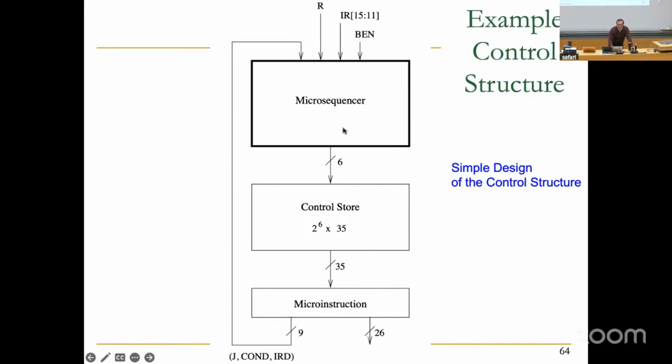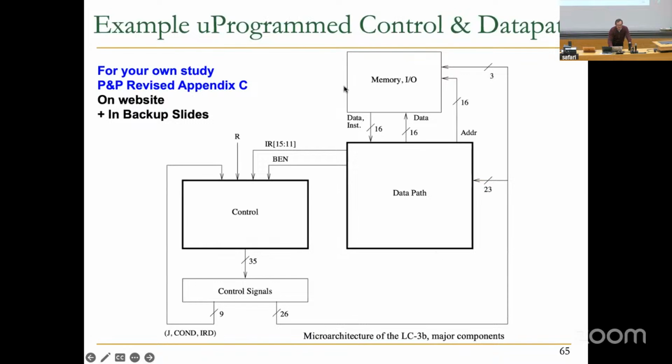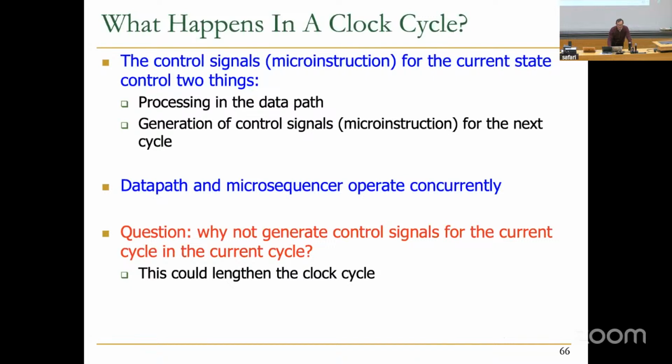You have a microsequencer that determines the next state, the address of the next state, and essentially the address of the next instruction. You can also think of it that way: the address of the next micro-instruction. You access the control store using that address, which gives you the micro-instruction, which are the control signals that you will use in the next state. And that micro-instruction is supplied to the data path so that you do whatever you need to do in this state. While the data path is operating, you also micro-sequence to the next instruction, right? And this is the full system that they design, including memory and I/O, which is pretty powerful.